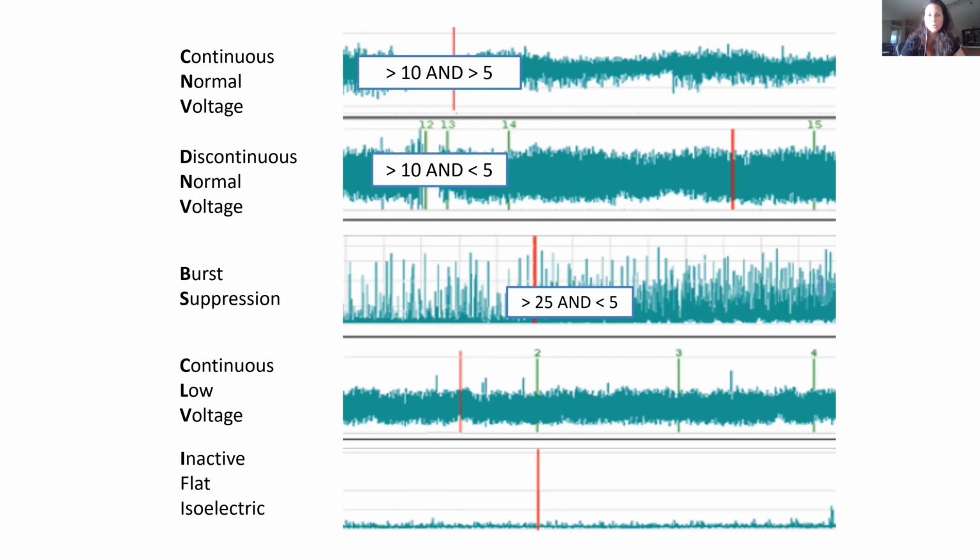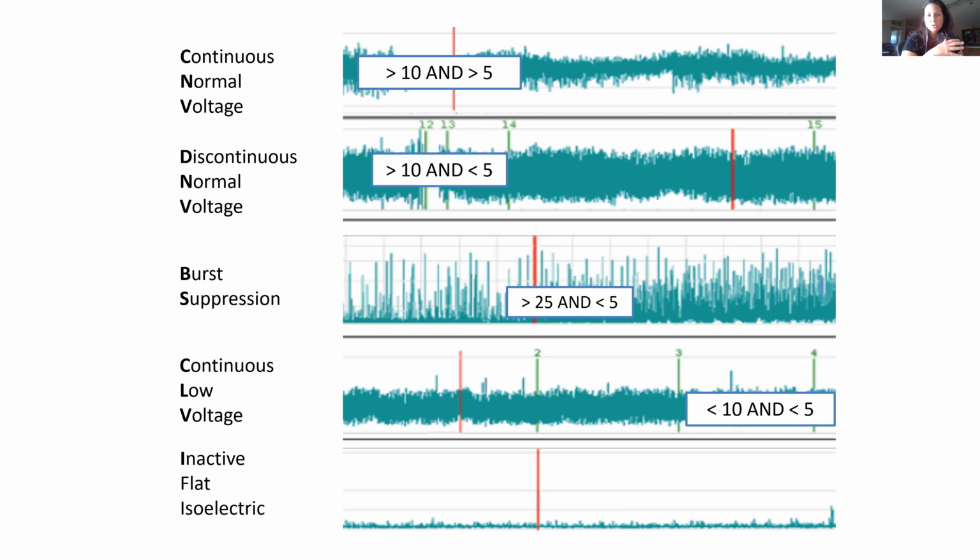Burst suppression is our only one that's kind of that outlier where we expect those upper margins to be above 25, lower margins usually low and flat, less than 5. Low voltage, upper margin is the most important thing when it comes to this. So unlike the normal voltage patterns, the continuous and discontinuous, where the most important part is really that lower margin and that evolution of that lower margin up and above 5. With continuous low voltage, we're really looking at upper margin.